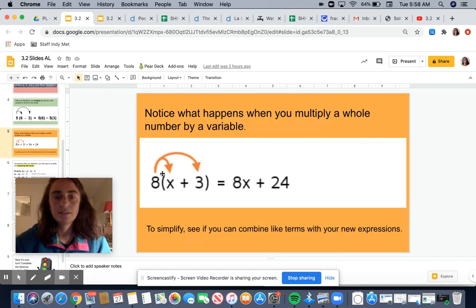So notice what happens when we multiply a whole number by a variable. We saw A times B was AB. When you do 8 times X, you get 8X. Again, they're glued together. Then you have 8 times 3, which is 24. And then you have to ask yourself, can I simplify this any further? But because 8X has a variable with it and 24 does not, they're not like terms, so you cannot simplify further.